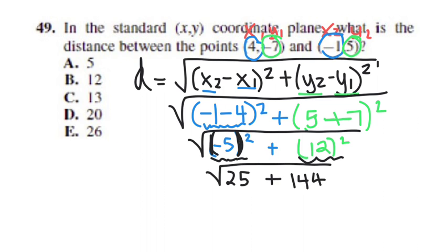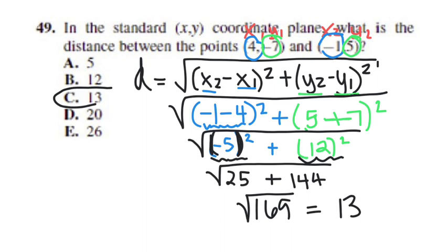And now you can finally add. 25 plus 144 is 169. And then the square root of 169 in the calculator is 13. So we don't need to factor tree or compare decimals. We know the answer is C as in cat.